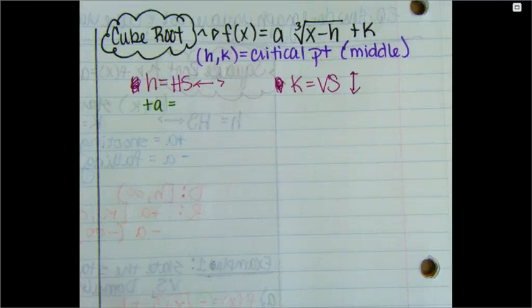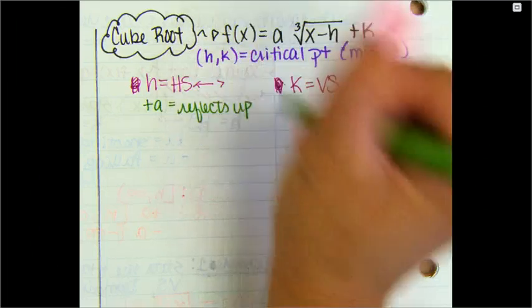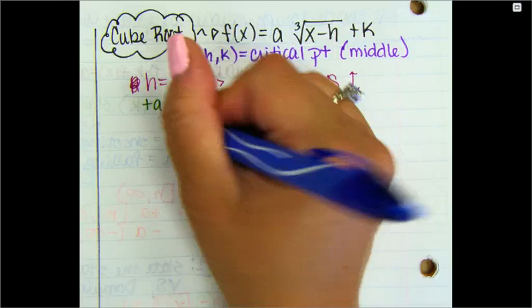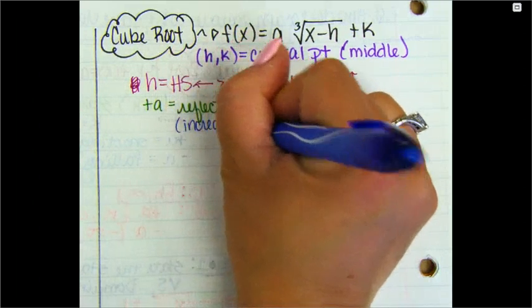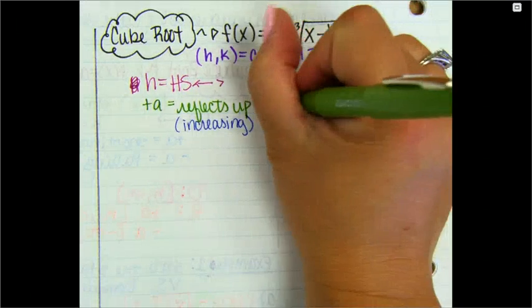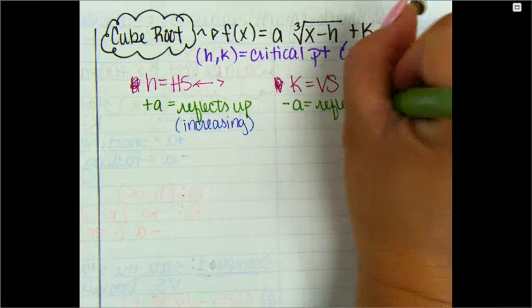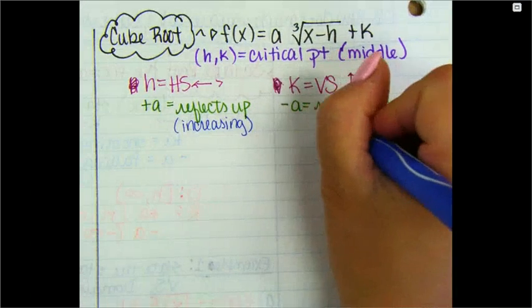Positive a, we're going to say it reflects up. So in other words, we know it is increasing. And negative a reflects down. So in other words, it's decreasing.